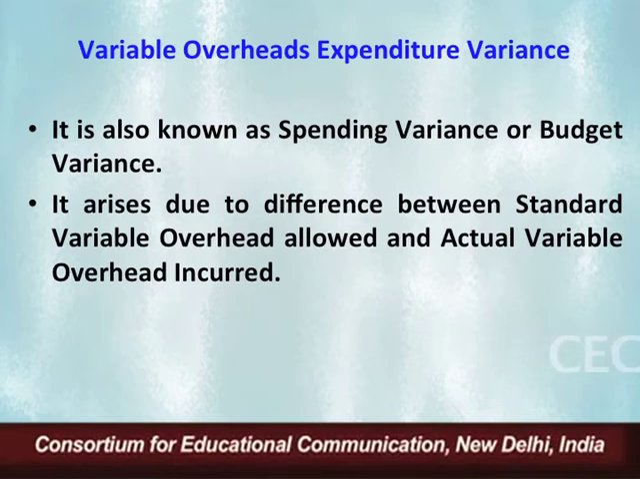It arises basically due to the difference between the standard variable overhead, which is allowed and prescribed by the costing department, and the actual variable overhead, which is incurred. So on one hand we have an allowed level of variable overhead, and on the other hand we have the actual variable overhead which is reported. The difference between these two becomes the reason for variable overhead expenditure variance.